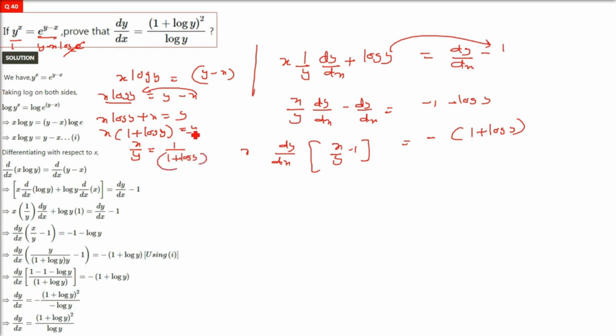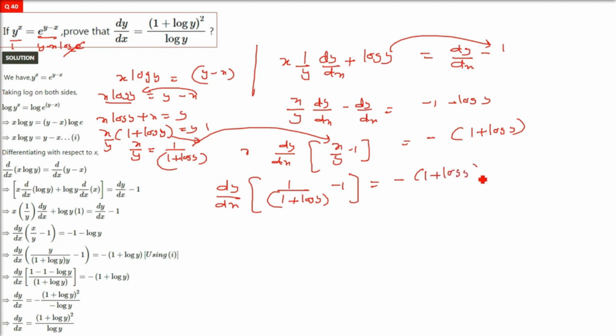Alright. So this x by y we will replace, because there is no x term in the answer. So you have to replace x. You can also write x as y by 1 plus log y. That is also you can write, but y gets cancelled. So I have just written x by y. dy by dx, x by y, in place of that I am writing 1 plus log y minus 1. And here you have minus 1 plus log y.